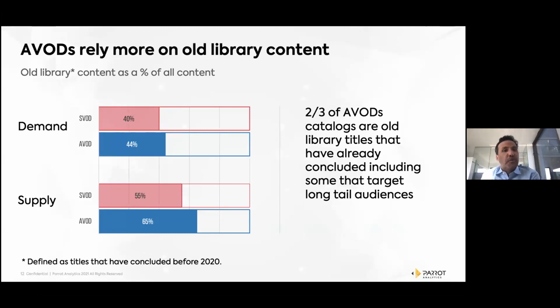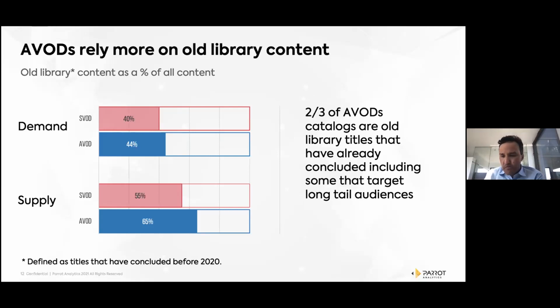In terms of the demand, in both cases about 44% of the demand is coming from these series that have finished. And again, I think this confirms a little bit of our intuition. But from the SVOD perspective, it seems like these series that have finished are still important. They're still driving 40% of the demand. So I think this element may be more important for AVODs, but it could also be important for SVODs. And in the case of AVODs, especially when you look at the difference between supply and demand, you realize that AVODs may be the home for those series that cater more to the long tail. So that actually confirms that as well.